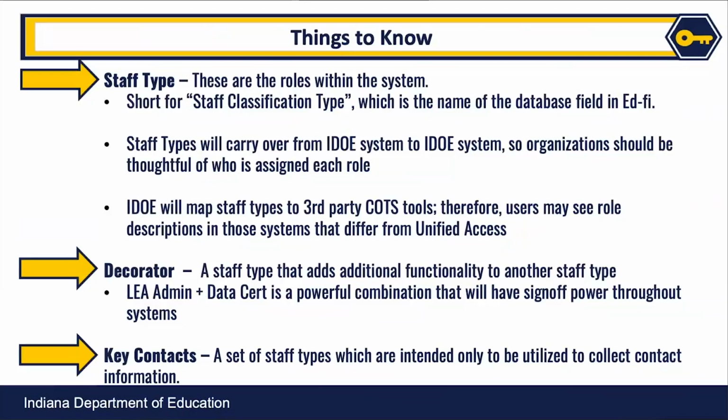Decorator. A decorator is a staff type that adds additional functionality to another staff type. For example, data certification is an add-on staff type that functions in conjunction with and adds functionality to LEA administrator or financial administrator. This is a powerful combination that will have sign-off power across IDOE systems. You won't see the word decorator anywhere in the system. However, please note what they are and how they will be utilized.